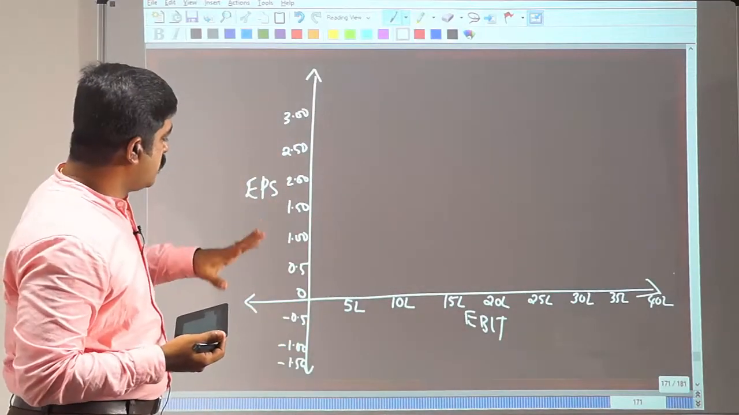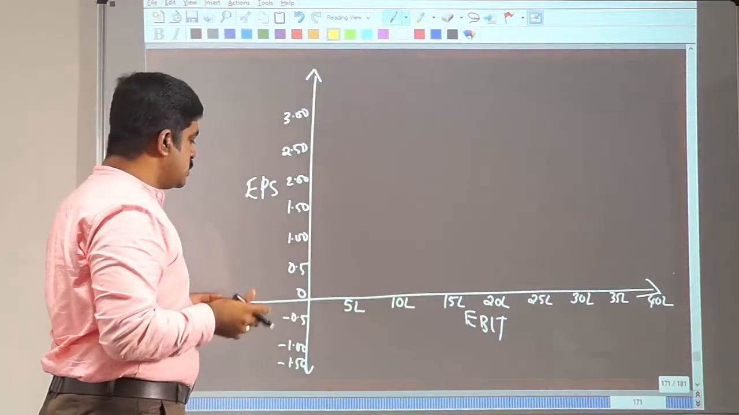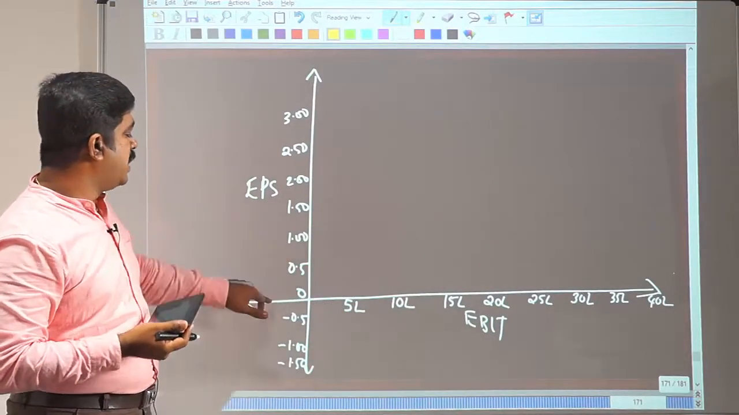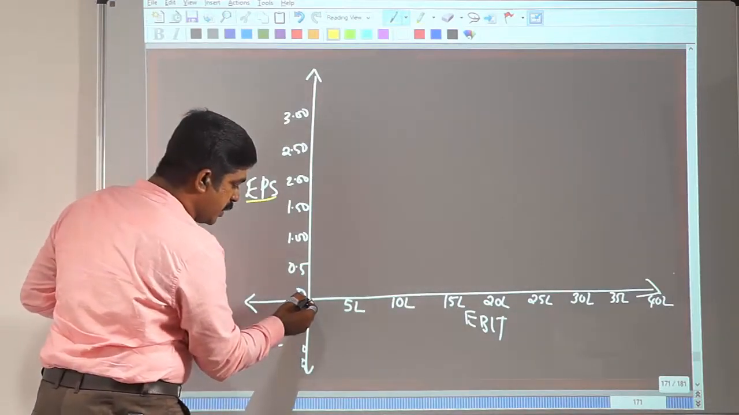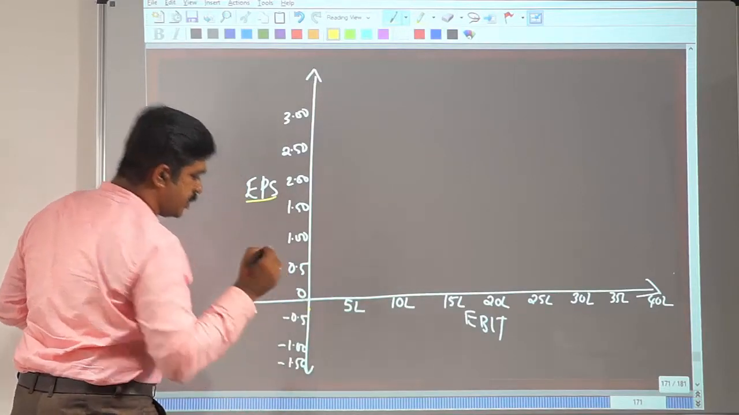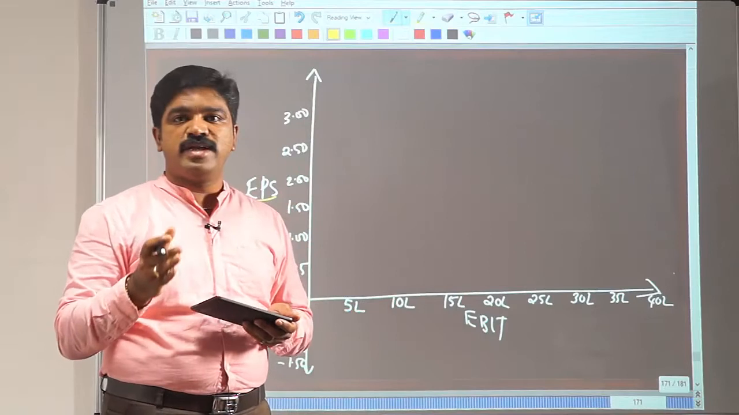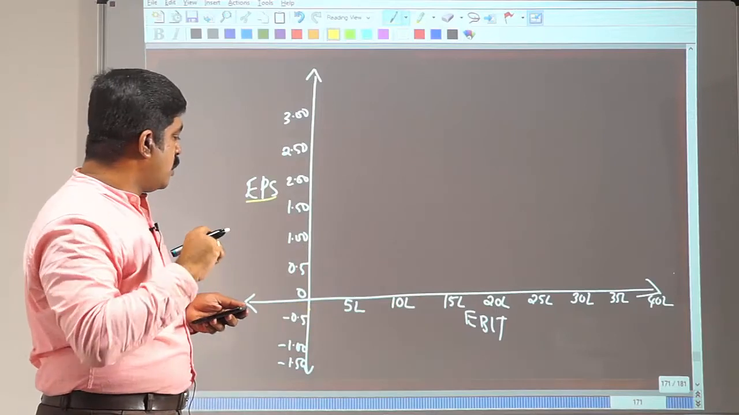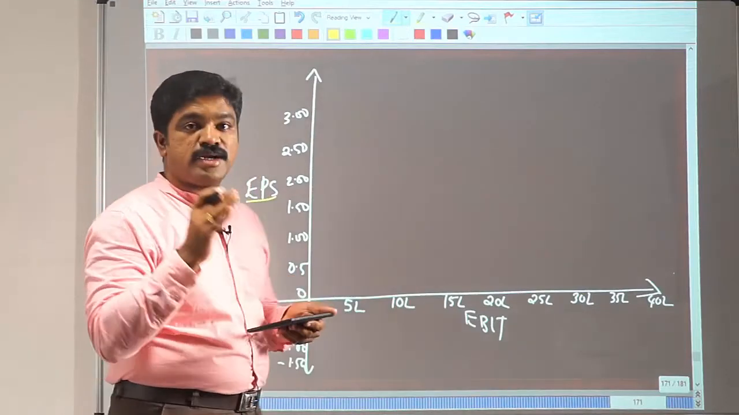Okay, so now we'll draw the line for equity option. In equity option, if your EBIT is 0, your EPS should ideally be 0, but please be reminded that they already have an existing interest. So when your EBIT is 0, your EPS may not be exactly 0, it will be somewhere here. At 15 lakh we have calculated the EPS, so we'll keep that as a guiding line. What was the EPS of equity option at 15 lakh?